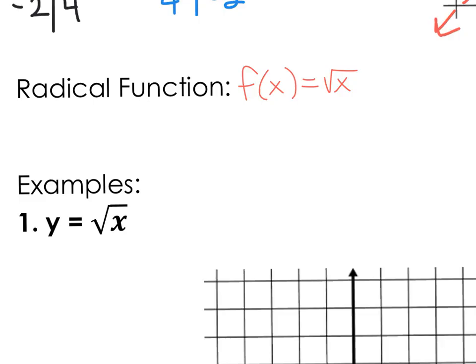Thinking about all the kinds of numbers that we can plug in for x, we know that we can't plug in a number that has an imaginary solution. Therefore, we have a restriction, like I said, in our domain. The smallest number that we can plug in for x is 0. And then we can plug in anything bigger than that, all the way up to positive infinity.